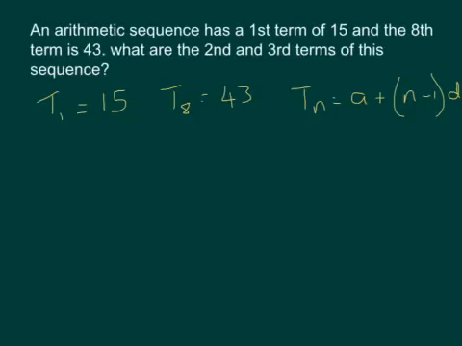Well, we know what a is because a is our first term. N, well, we'll sort out what n is in a moment. And d is our common difference. So we have to find d. We have to find d first before we can do anything else.